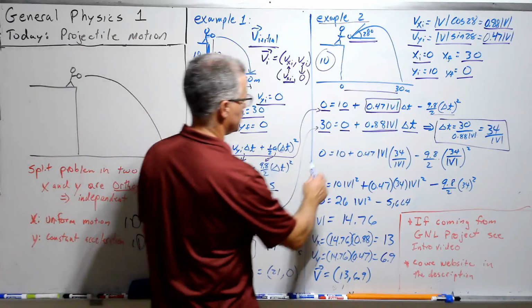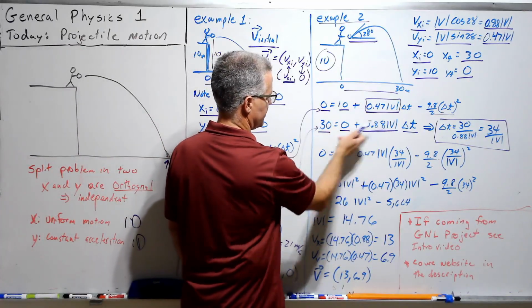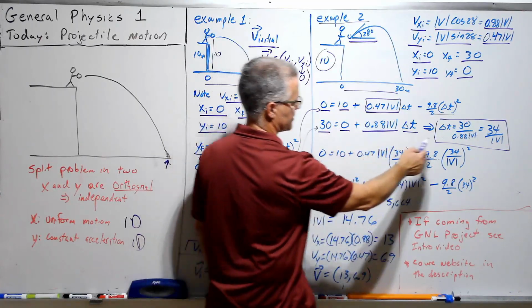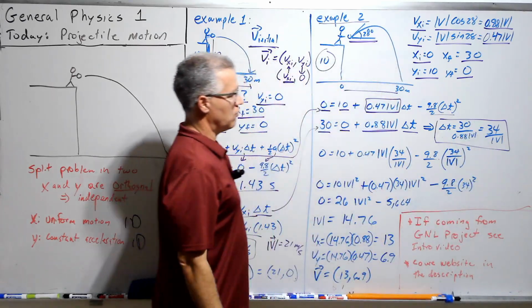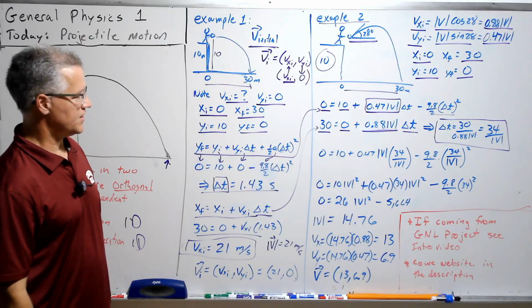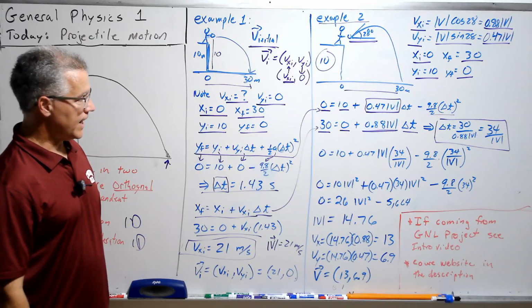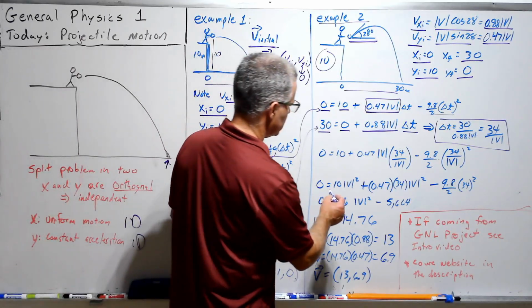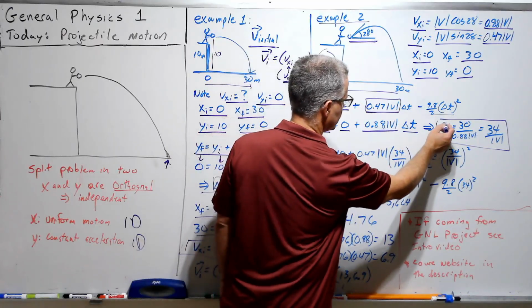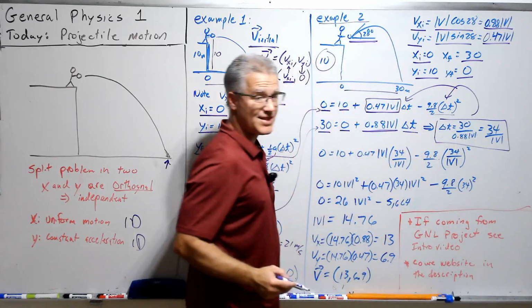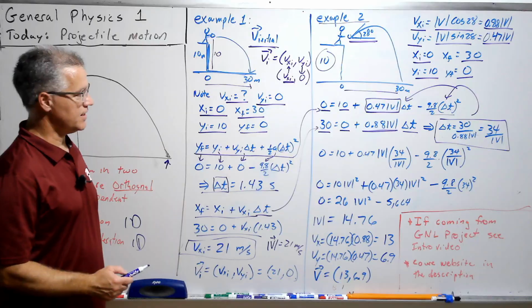Just going to divide 30 by 0.88 v, right? And so that ends up being 34 over the magnitude of the velocity. Okay. Now, we plug this in. See, we've solved this. So we plug this in here and here. Right? It's going to get complicated because we plug that in.